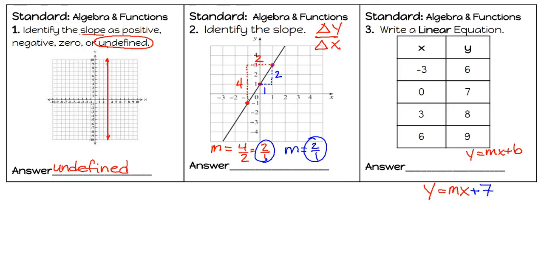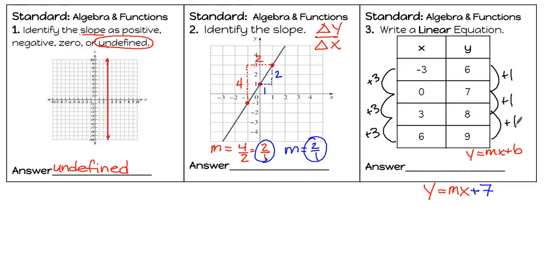Now what we want to look for is our constant rate of change. We start with the x's. Negative 3 to 0, we're adding 3. 0 to 3, we're adding 3. 3 to 6, we're adding 3. The y values, 6 to 7, we're adding 1. 7 to 8, we're adding 1. And 8 to 9, we're adding 1.